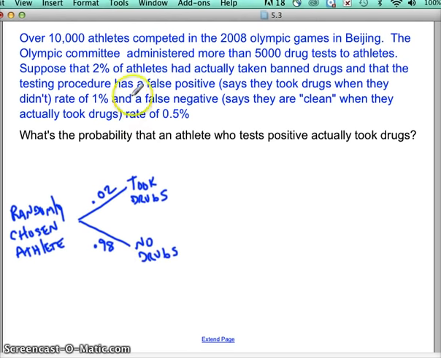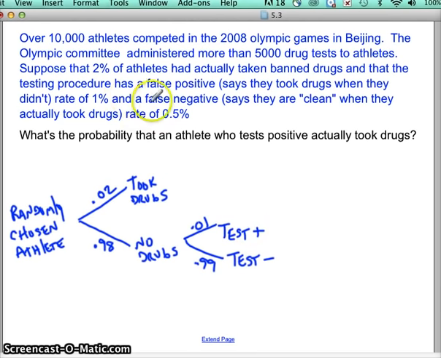Okay, then it says that the false positive rate was 1%. So a false positive is when they didn't take the drugs, but it says they did. So they did not take the drugs, but they tested positive. That's a rate of 1%, so 0.01. So then that would imply that out of the people who did not take drugs, the test would say that they are negative 99% of the time.